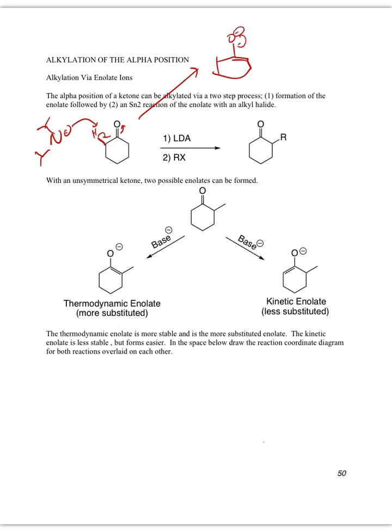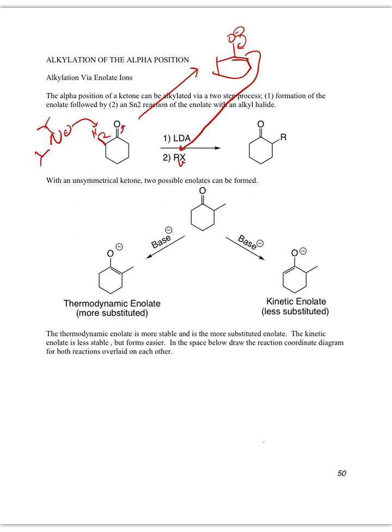form the enolate, and then that enolate is going to react with some alkyl halide to put a carbon bond on the alpha carbon. Okay, if it's symmetrical, it doesn't matter which side you put it on. If it's not symmetrical, an unsymmetrical ketone, you have two possibilities.